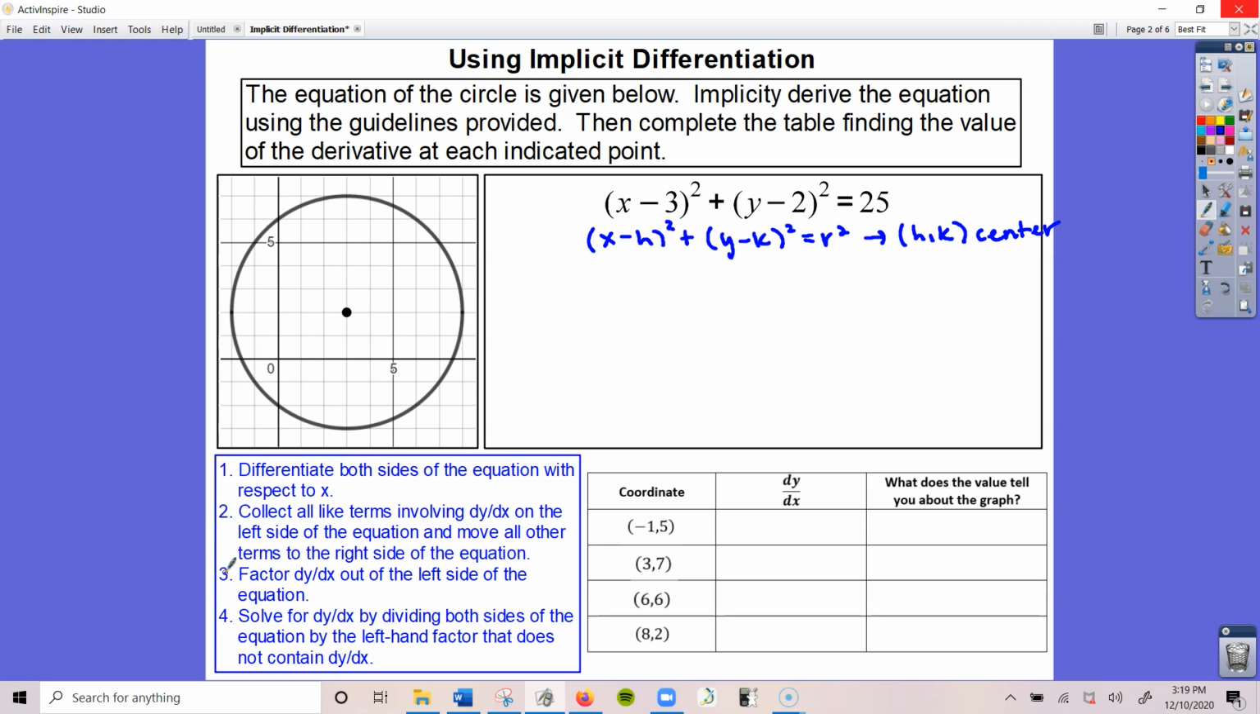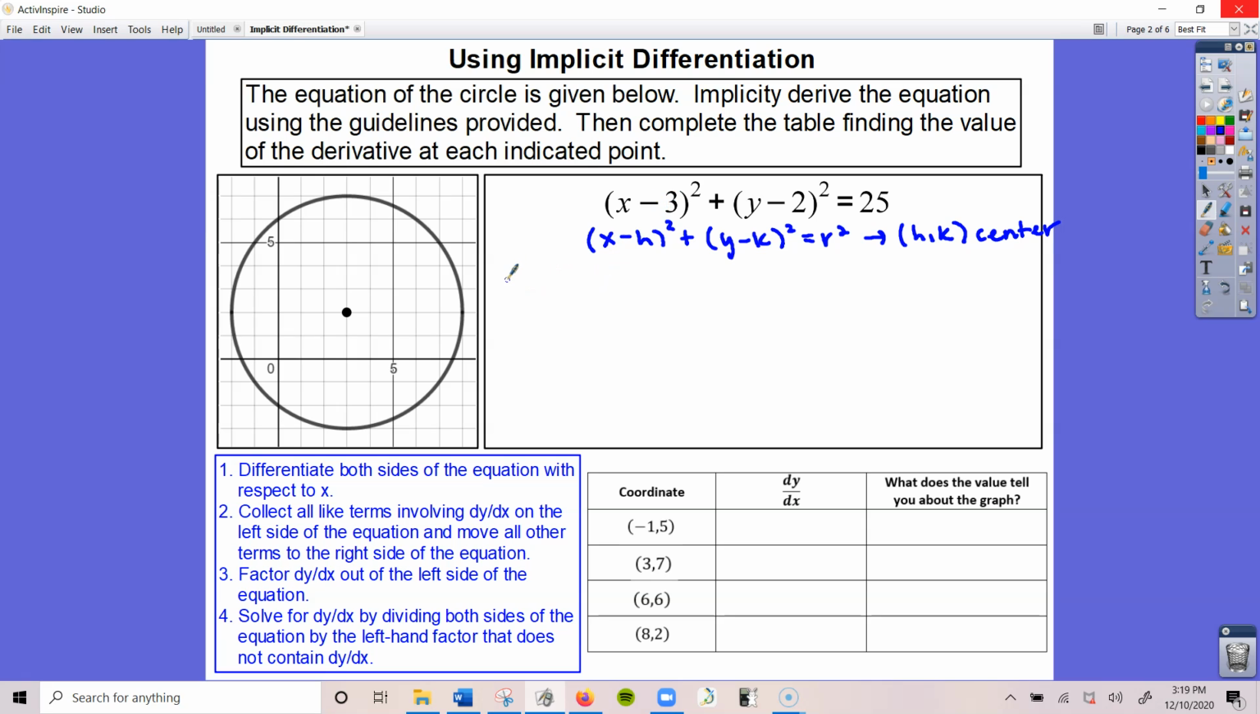If you have multiple terms on the left side that include dy/dx, then you would factor the dy/dx out of that, and you would solve for dy/dx by dividing both sides of the equation by the left-hand factor that does not contain dy/dx. And that's how you would go about differentiating implicitly. So let's try that out with this particular function, or rather equation.